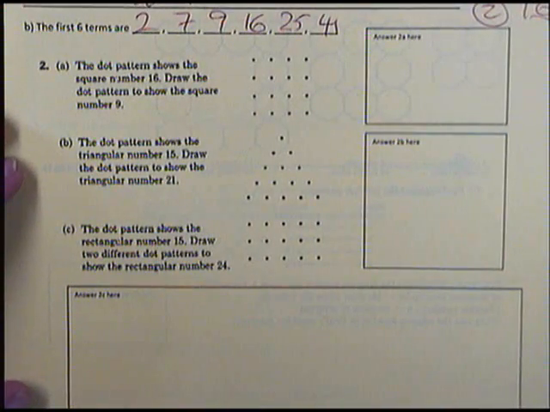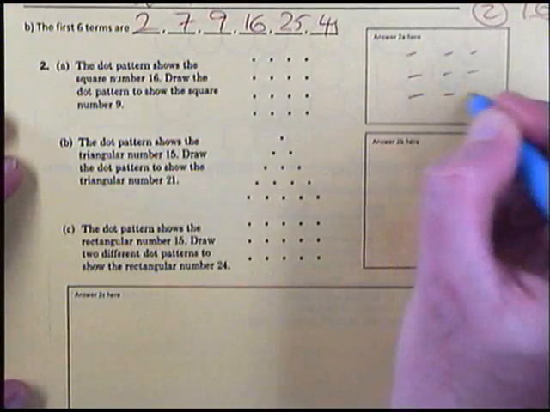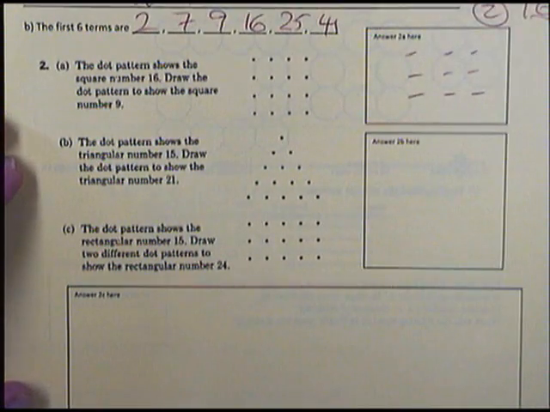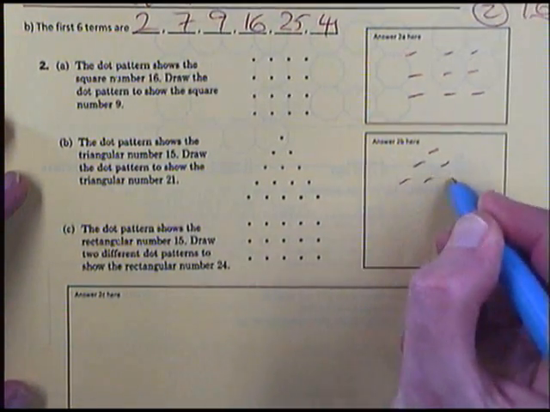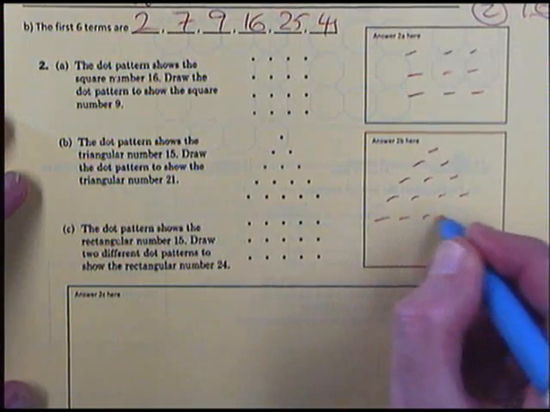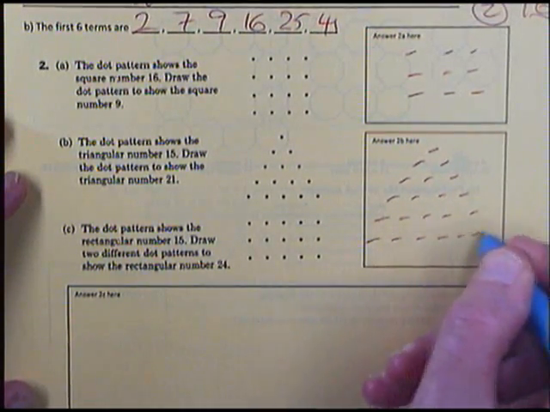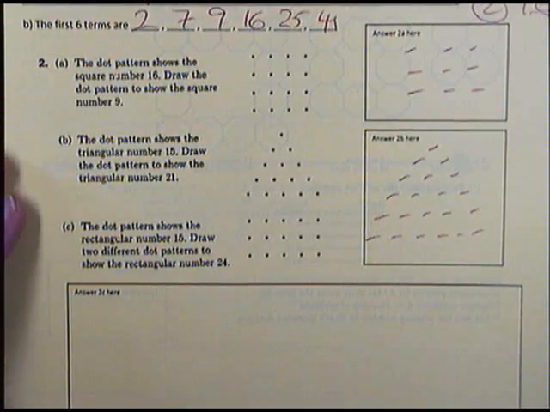Haven't got much time. Question 2, part A. The pattern for 9, it's 3 by 3. Okay, is what you need there. 2 marks. The next one, 21, it's 1, underneath 1 it's 2, then it's 3, then it's 4, then it's 5, then it's 6. Again for 2 marks. So triangle pattern going down to 6 on the bottom row.